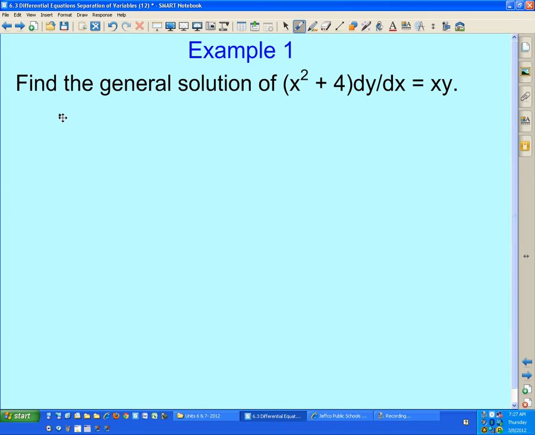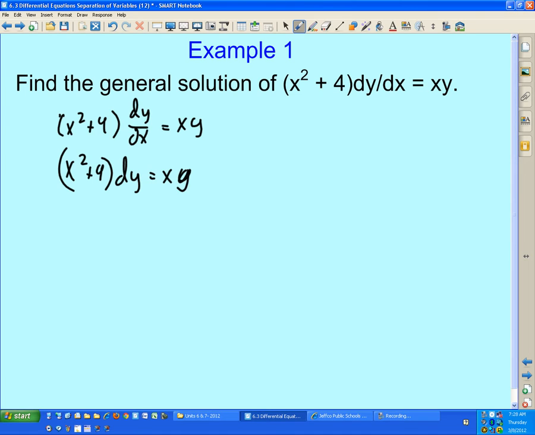Since I'm dealing with (x squared plus 4) dy dx equals xy, I'm going to move the dx across the equal sign by multiplying, so I end up with (x squared plus 4) dy equals xy dx. And then I need to move the y over to the y side and the x's over to the x side. So I'm going to divide by y, which will get me (x squared plus 4) dy over y equals x dx.